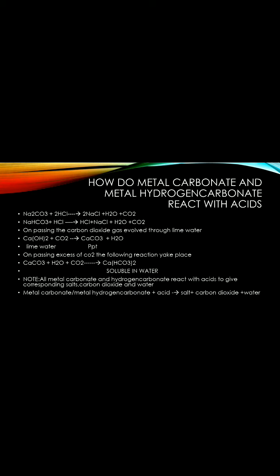Okay, so we have to understand whether the gas liberated is carbon dioxide or not. When this carbon dioxide is passed through lime water, you will get the white precipitate of calcium carbonate. Okay, so the reaction will be like this: Ca(OH)2, then you pass carbon dioxide, which produces CaCO3 and water. So CaCO3 is the white precipitate, which indicates the liberated gas is carbon dioxide.